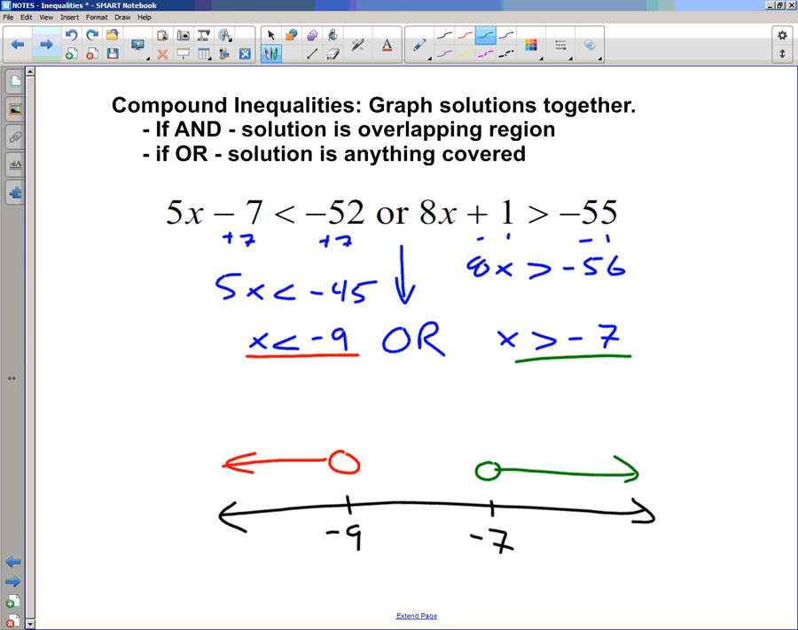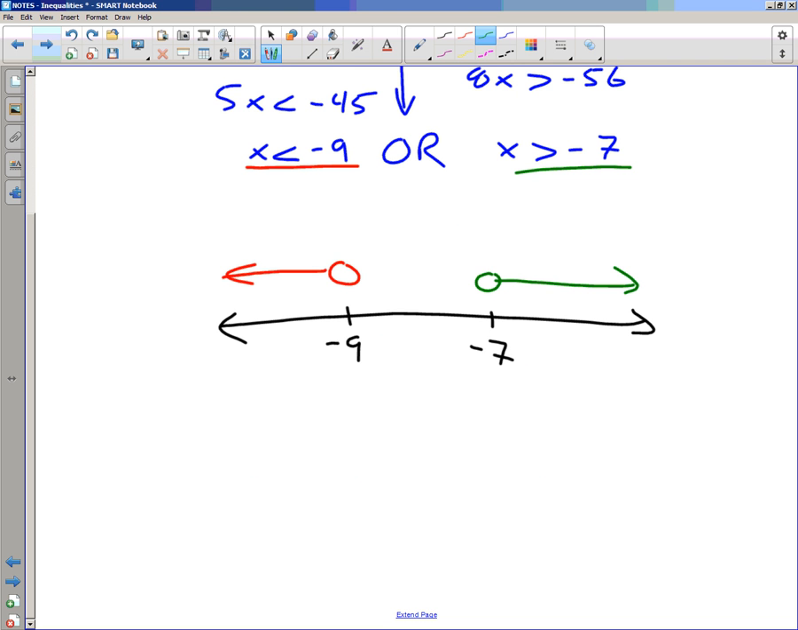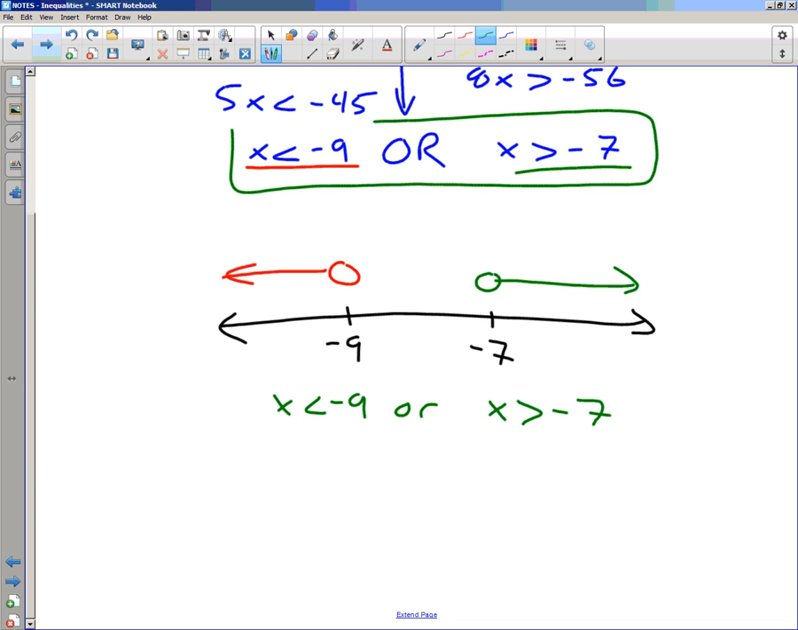Now we've got two separate regions here, so our answer is going to be x is less than -9 or x is greater than -7, which we actually already had written down. It was right up here.